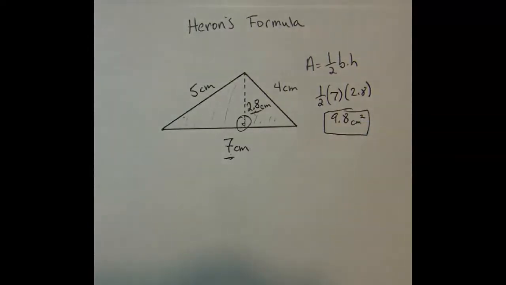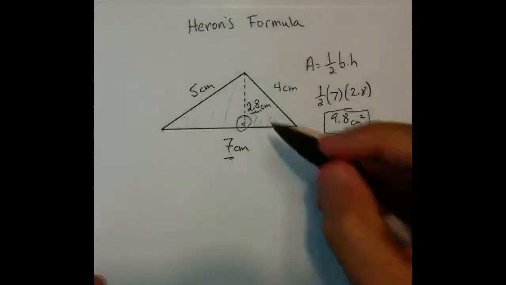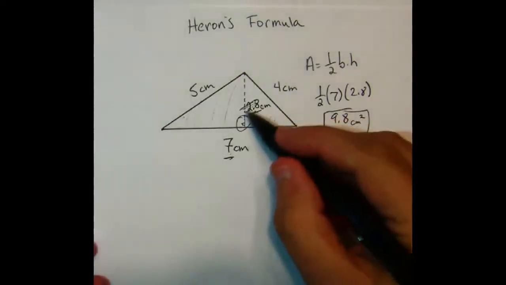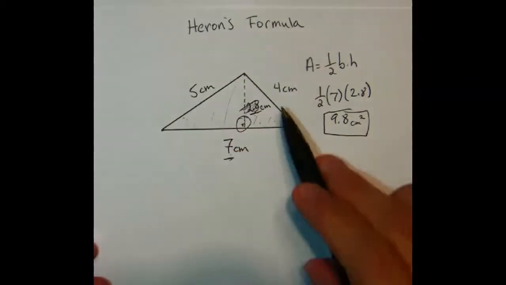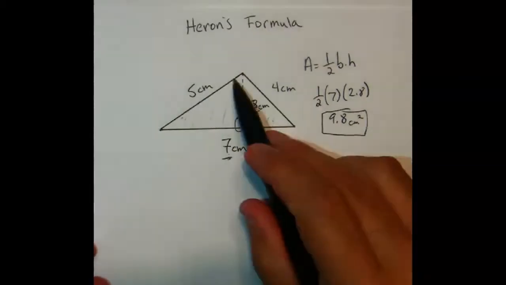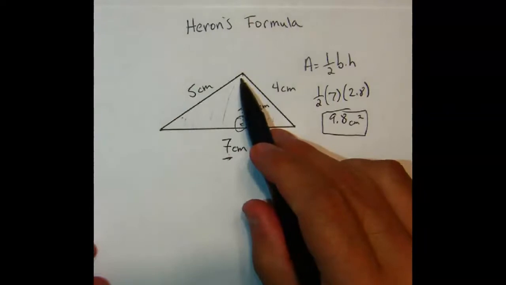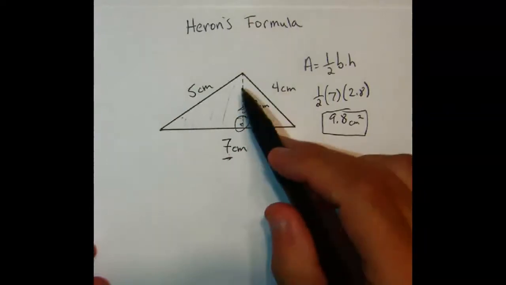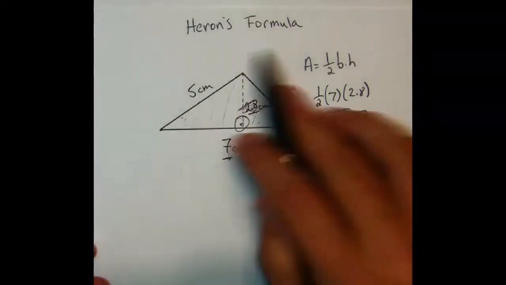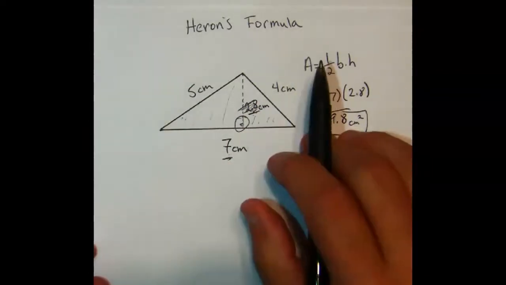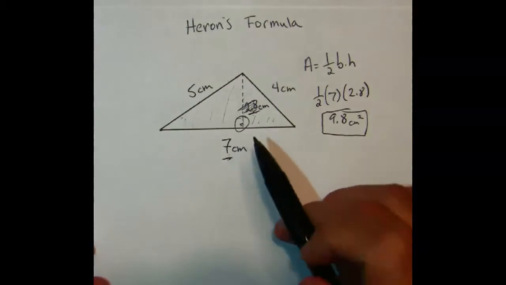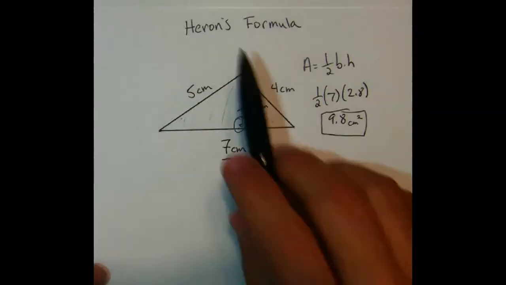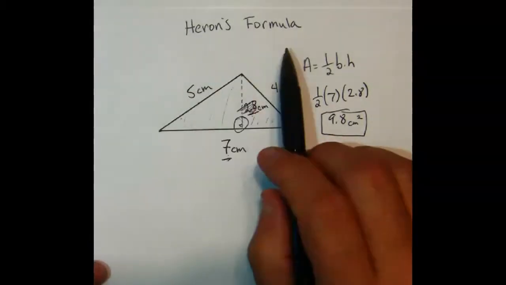Now, what would you do if this 2.8 was not even there? Let's say you had a 5, a 4, and a 7, and this was not a right angle. Maybe it's slightly obtuse. Alright, so there's no right angle in this picture, and you're given these three sides. How would you be able to find the area? Well, you would simply use Heron's formula.